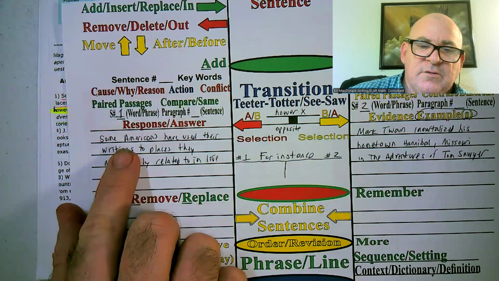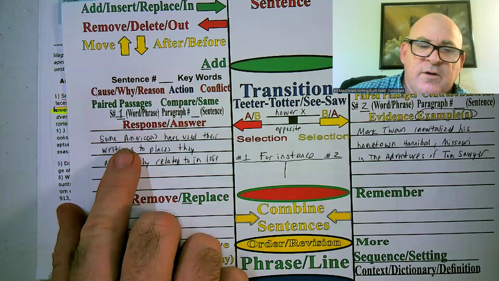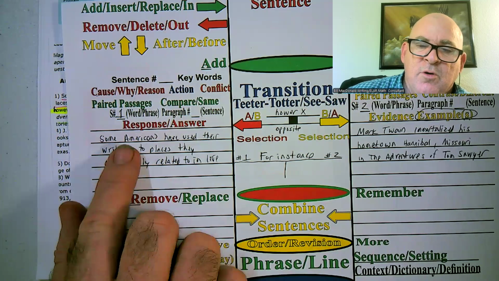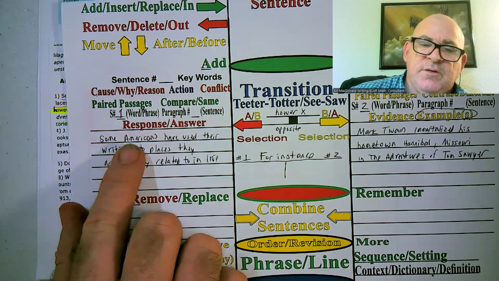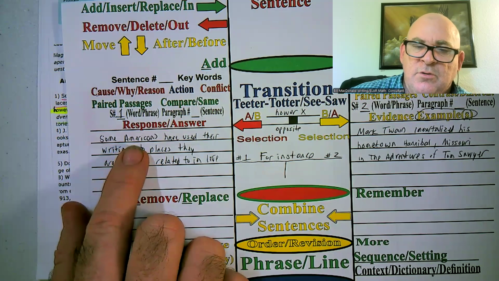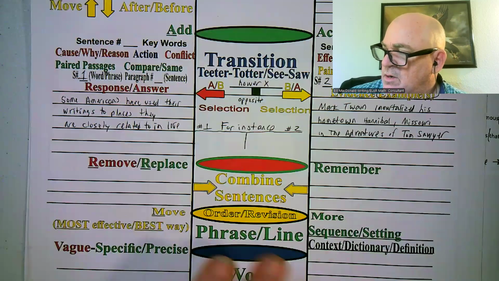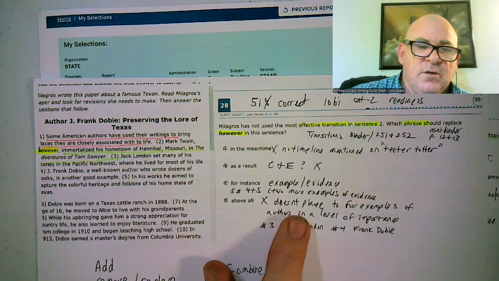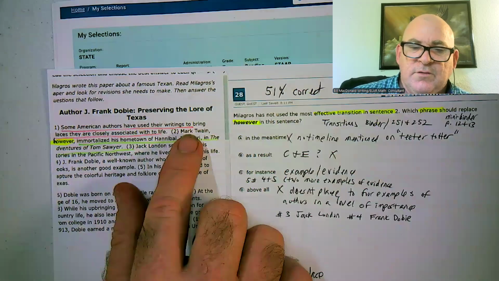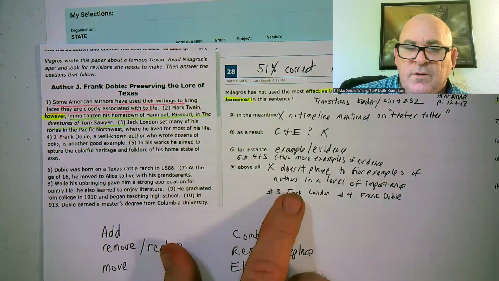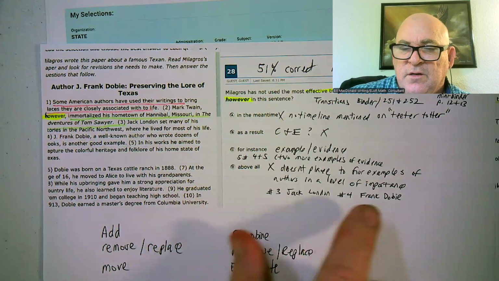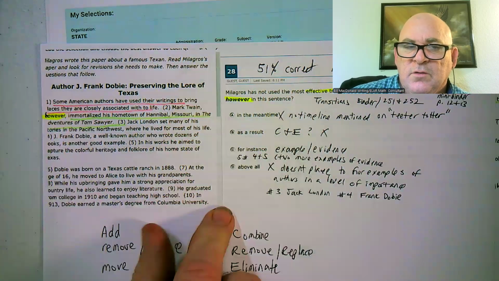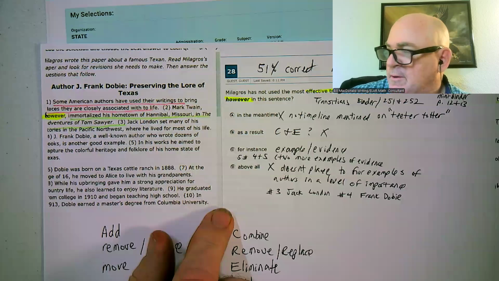You can laminate these to last longer. Some Americans have used their writing to bring places closely related to their life. Well, who are those Americans? They just happen to tell you in sentence 2, sentence 3, sentence 4. In sentence 2, it's Mark Twain. In sentence 3, it's Jack London. In sentence 4, it's this guy that this whole paper is about, Frank Dobie.